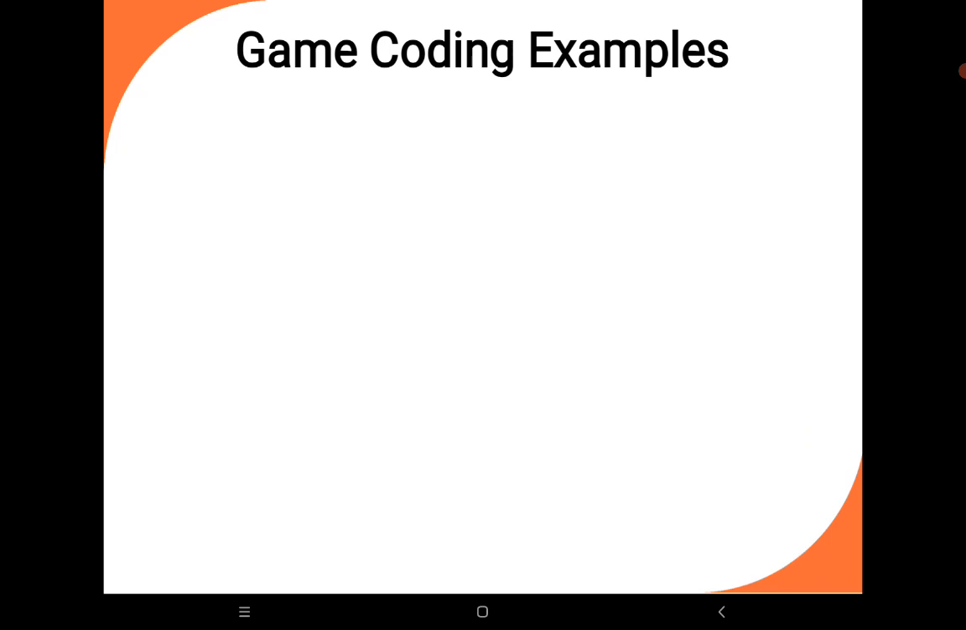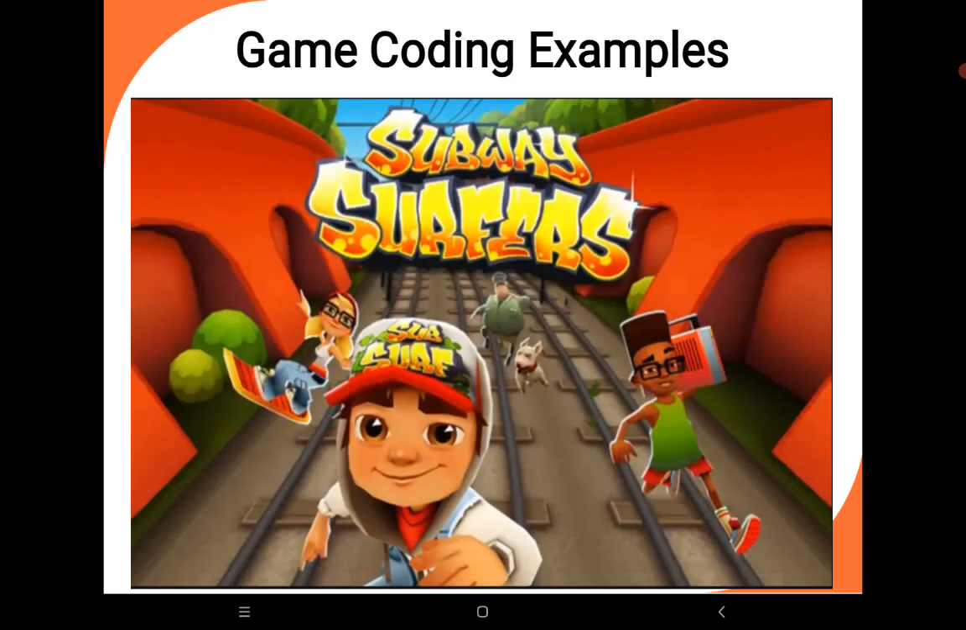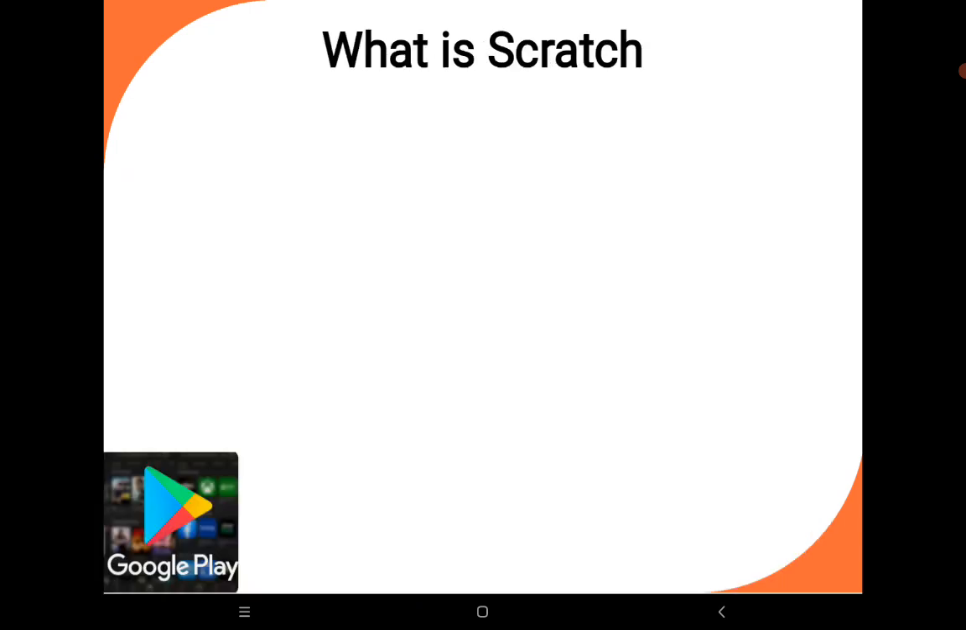Game coding examples. You have been playing games. Maybe you have been playing this game, Subway Surfers. So everything you see here is code. The images, the motion, the movement, the train in this game, are all coded by a programmer. All these people we can see, the dogs, they are called sprites. The obstacles are all sprites. Sprites are our characters.